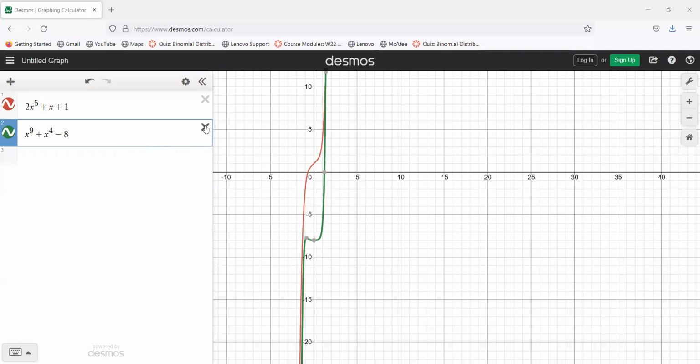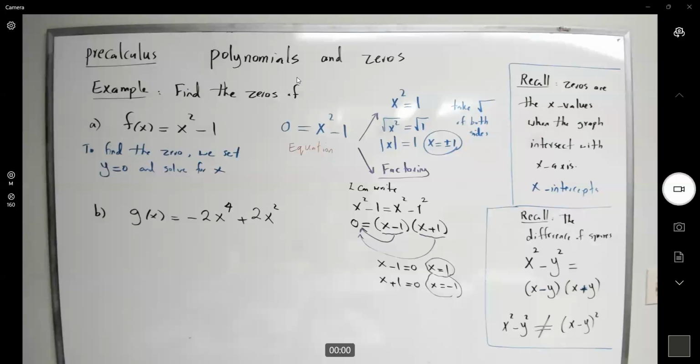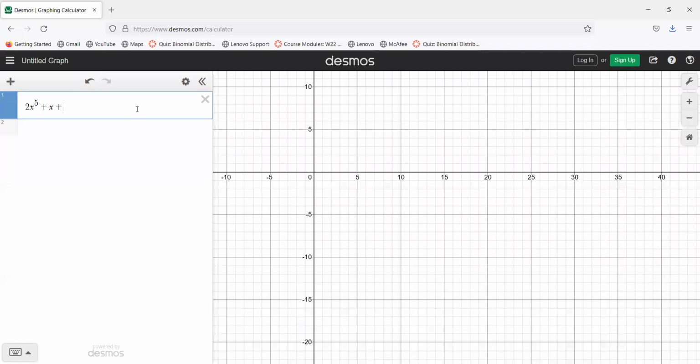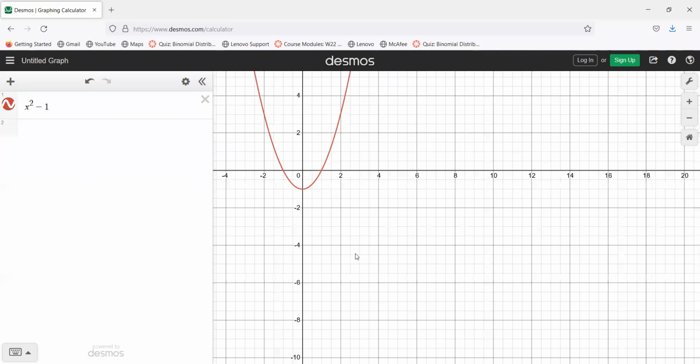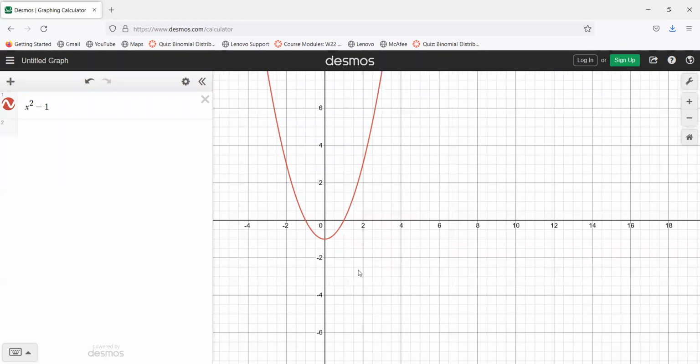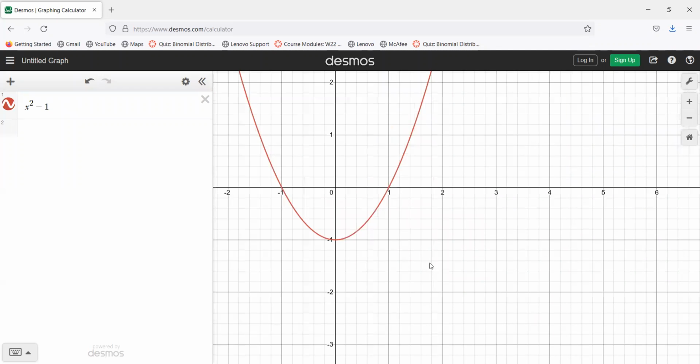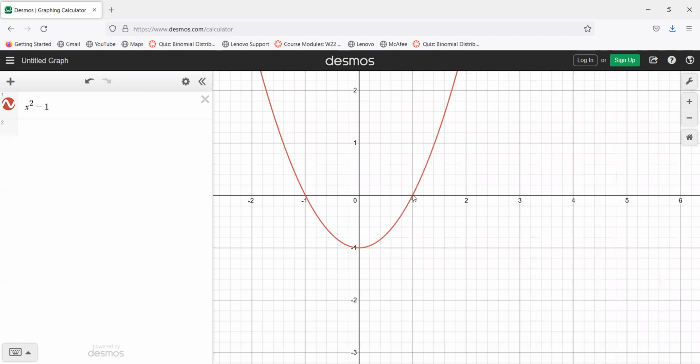Let's check Desmos. Professor, can you go back to the other screen? So let's take a look at our Desmos. Here we have x squared minus 1. Well, take a look at your parabola. Guys, we have a quadratic function. We have a parabola. Look at the x-intercepts. One of them is x equals 1, and the second one is x equals minus 1.